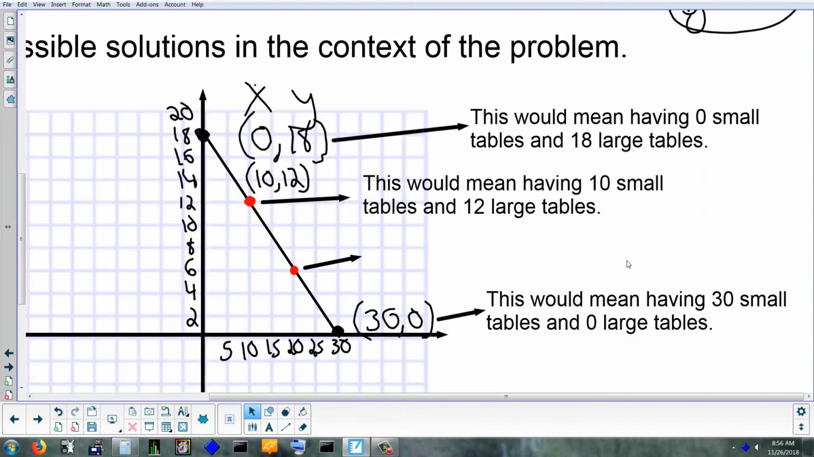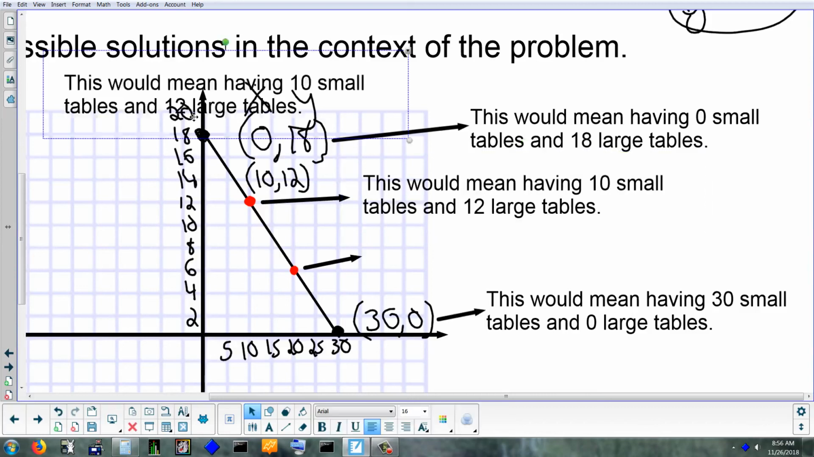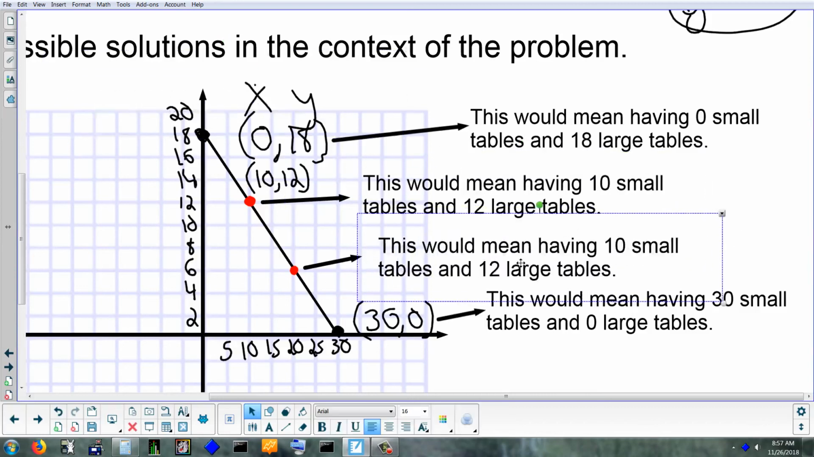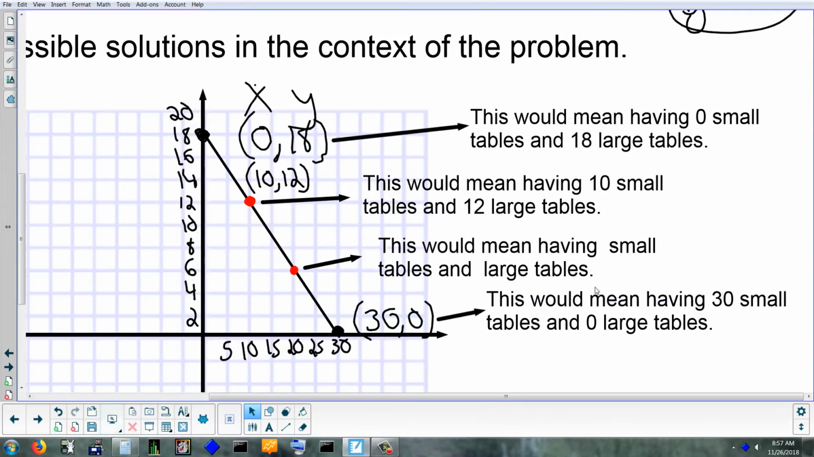Good. Like Nicole just said, that would mean having 10 small tables and 12 large. Again, you're just finding a nice coordinate where it crosses perfectly. That's going to give you one solution. What about this one that's a little bit lower? That's 20. So my y would be, like Yusuf said, 20, 26, comma 6. I got that one big.